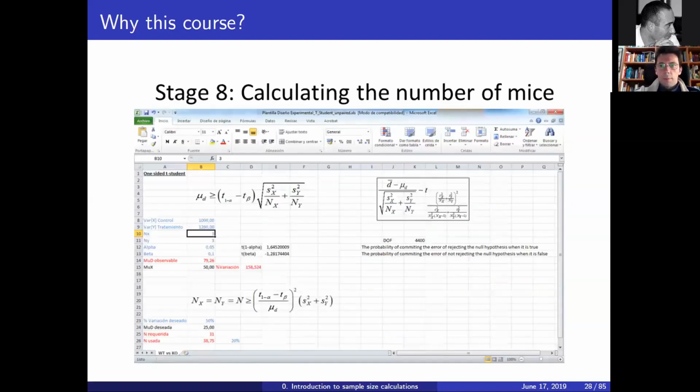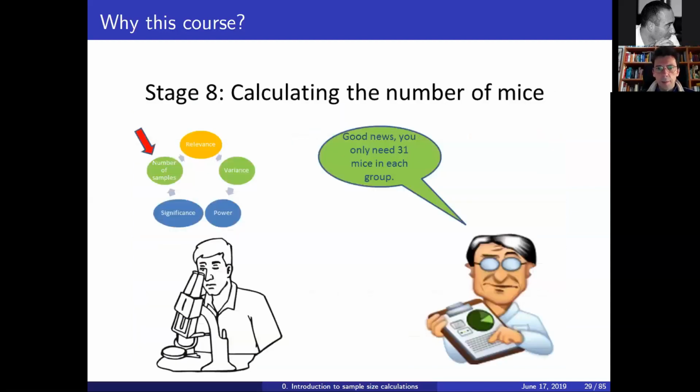Okay, so at that time there was this Excel. Now we will use a program for that, and we will repeat these calculations using a program. So good news, you don't need 3,000. You only need 31 mice in each one of the groups.